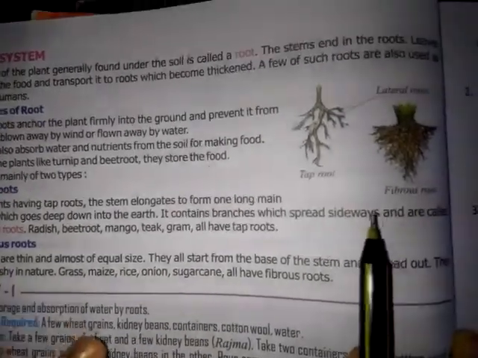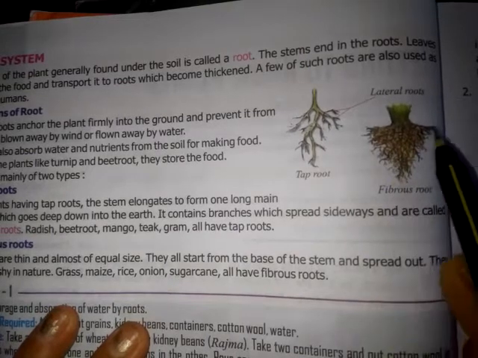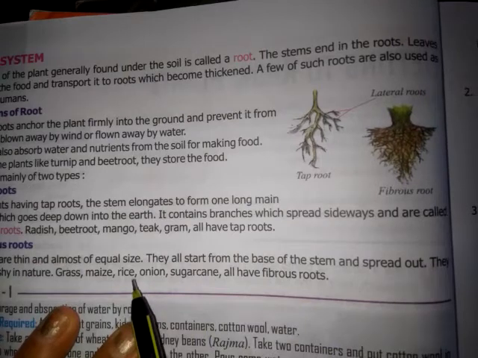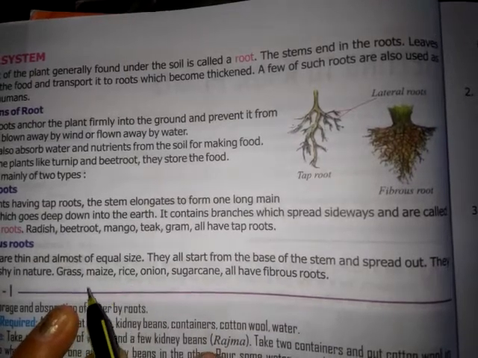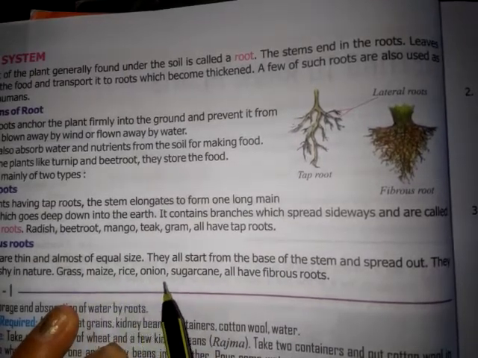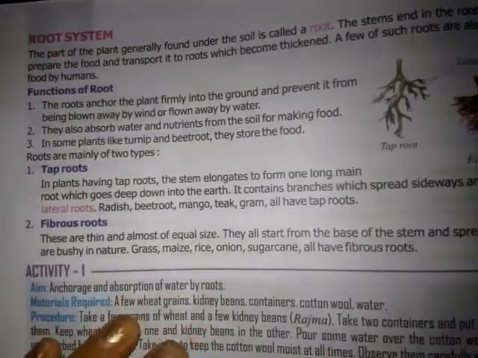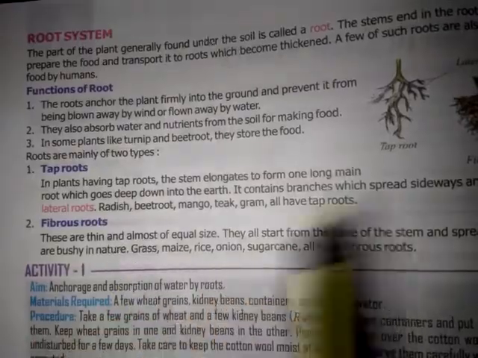So children, in fibrous root, there is no main root, okay. They grow in clusters, and they all are of almost equal size. Examples: grass, maize, rice, onion, sugarcane. Okay children, so clear? Roots are classified into two groups, taproot and fibrous root.